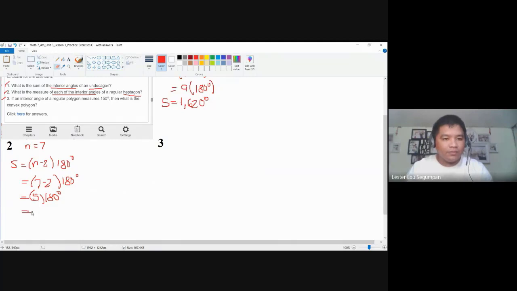Let me erase this one. You have 900 degrees. This is actually not yet the answer, but this is the sum of the interior angles of a regular heptagon. The next step here is to determine the measurement of each of the interior angles there.